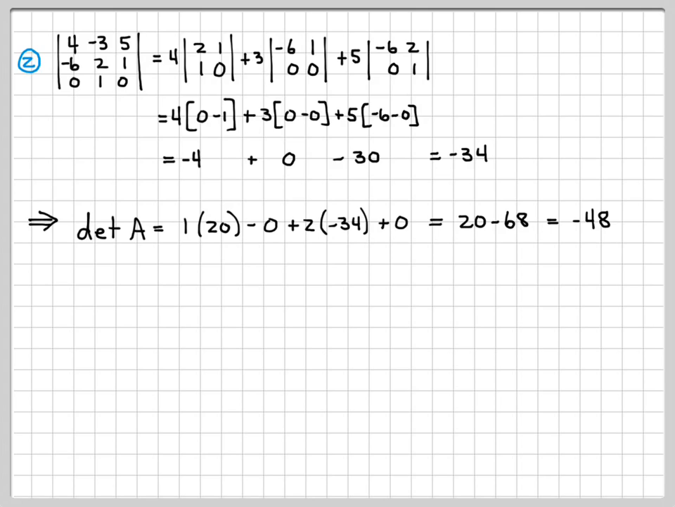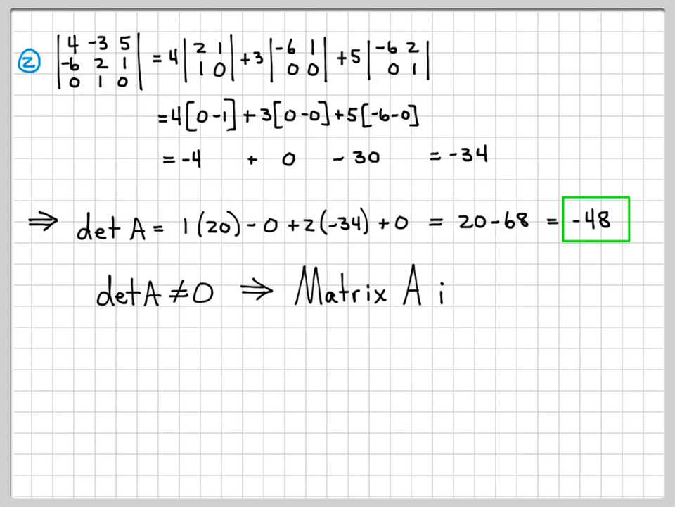Based on this number, we can now make a conclusion on whether the matrix A is invertible or not. The rule is if the determinant of a matrix is 0, the matrix is not invertible. If the determinant is non-zero, something other than 0, then the matrix is invertible. Since our determinant is a negative 48, which is not equal to 0, that means the matrix A is an invertible matrix. And that concludes this short example.